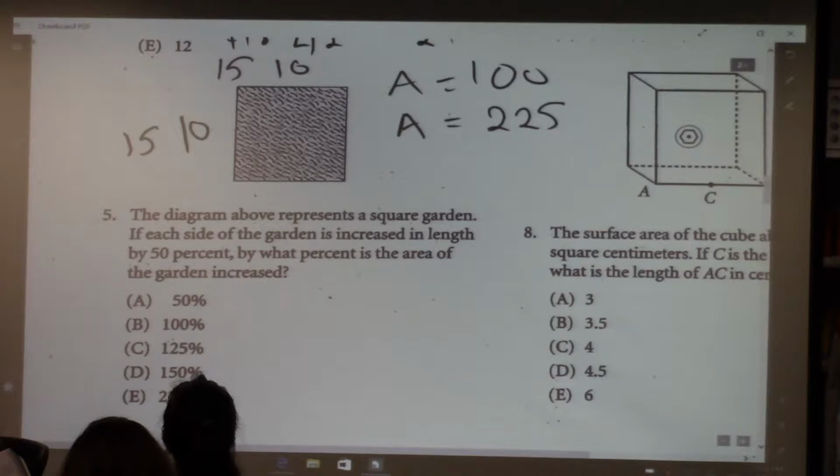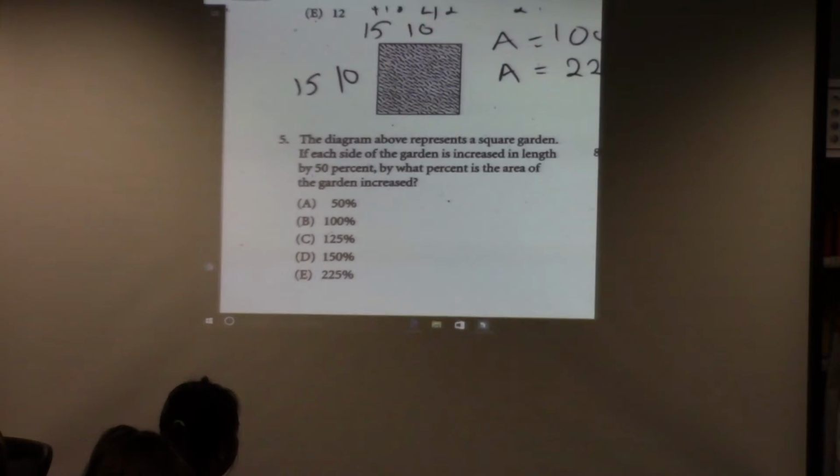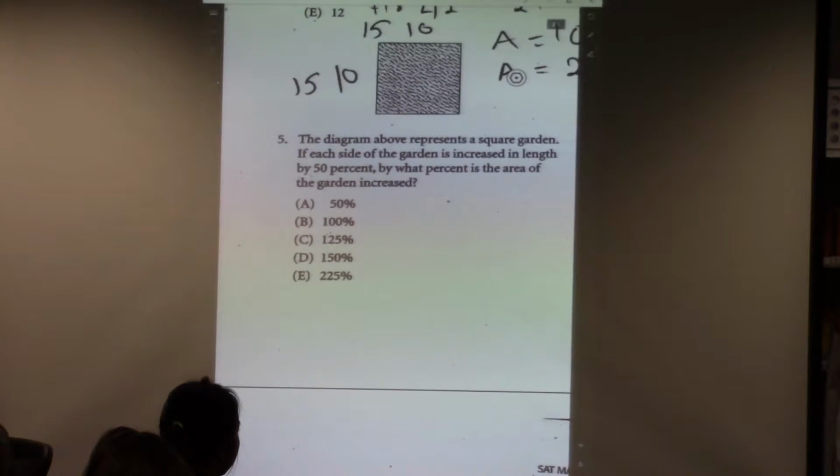So ultimately we want to know by what percent did it increase? Not what's the area, but by what percent did it increase? So if I go from 100 to 225, what is my percent increase? 125, guys. The reason I started with 10 and 10 is because whenever you're dealing with percent changes, percent increases, or percent decreases, you want to focus on starting with 100 if at all humanly possible, because then the difference is just the same as the change.